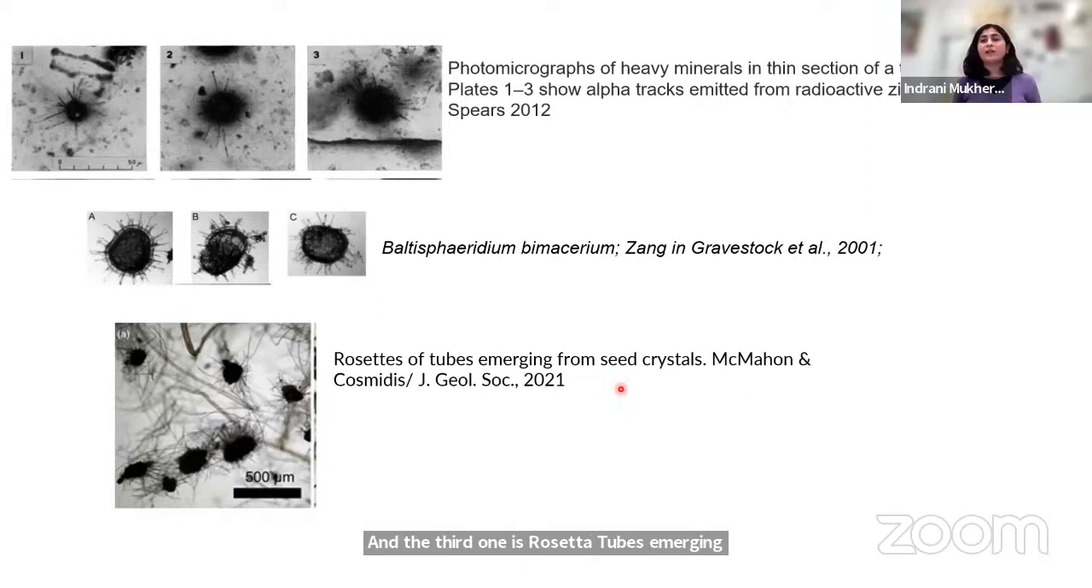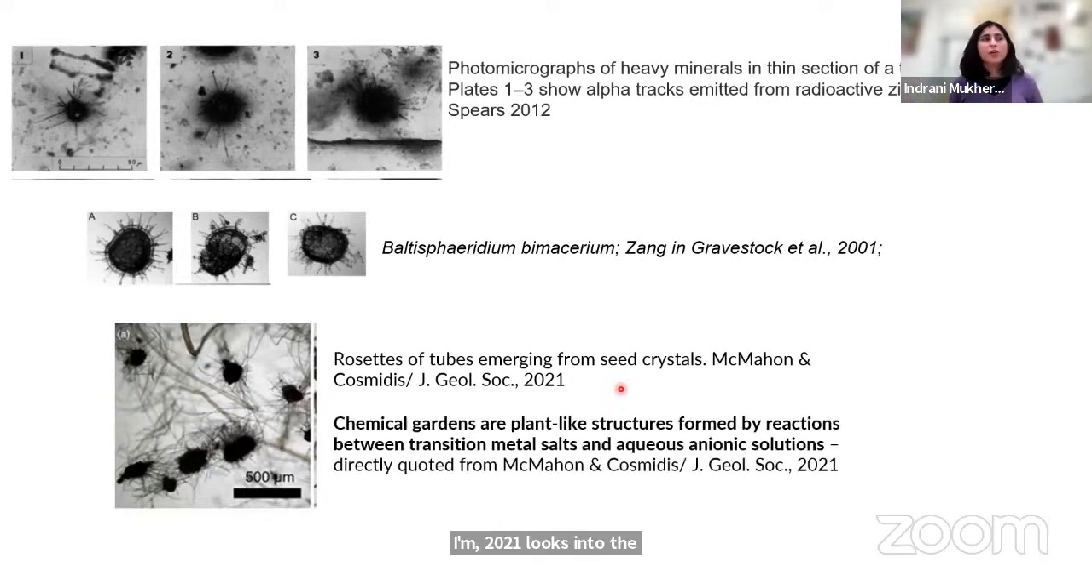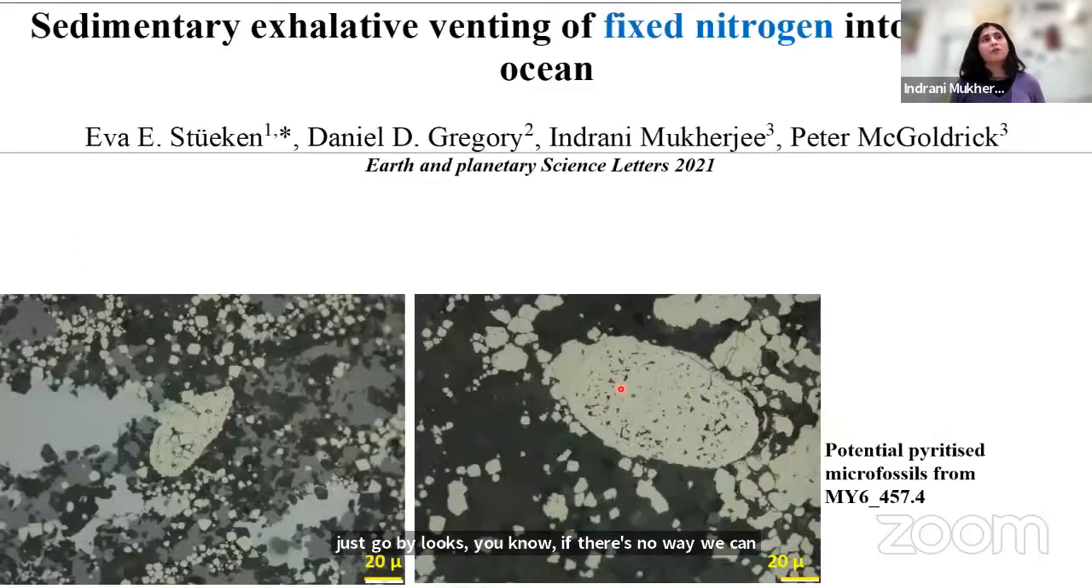This is actually a really fantastic paper by McMahon 2021, which looks into the various different kinds of biomorphs, or what they call the chemical gardens. They plant-like structures, and they can just be formed synthetically in the lab. There's no biological affinity whatsoever. So we can't just go by looks. There's no way we can say that just because it looks like that, it could be biogenic. You've got to have a question mark on that.